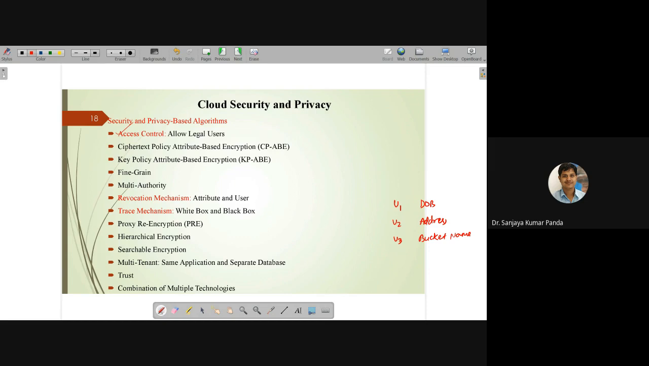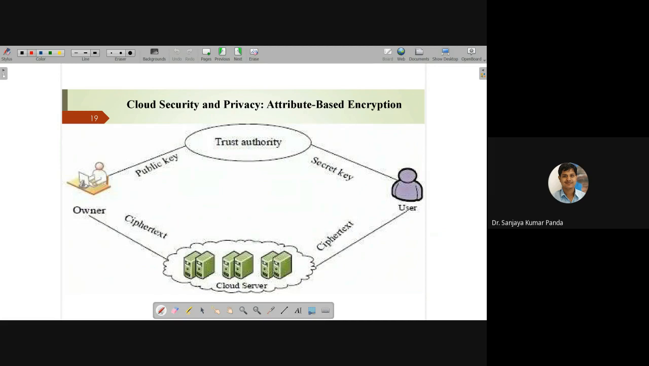The tracing mechanism can be white box and black box. In black box, internal details are not known to you. In white box, it is very transparent. Many people also applied proxy re-encryption, hierarchical encryption, searchable encryption, and multi-tenant, which is the same application, using a separate database. You can go for trust and a combination of various other technologies. Yes, this will give you attribute-based encryption.